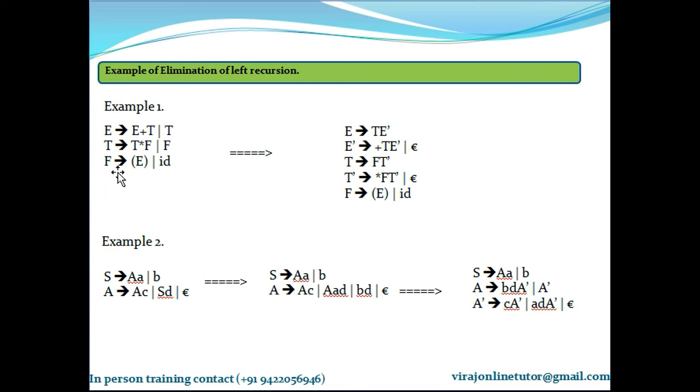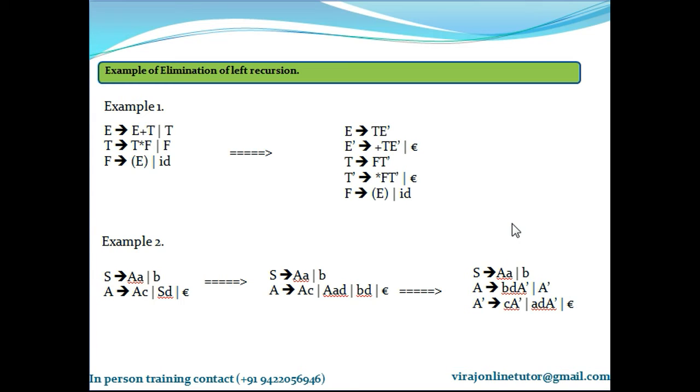And F does not have any left recursion. The leftmost symbol is not matching the symbol on the left. So write it as it is. So how to eliminate immediate left recursion? Just apply the formula, very easy. So you have to group the productions starting with the symbol on the left hand side together and productions not starting with the symbol on the left side together.